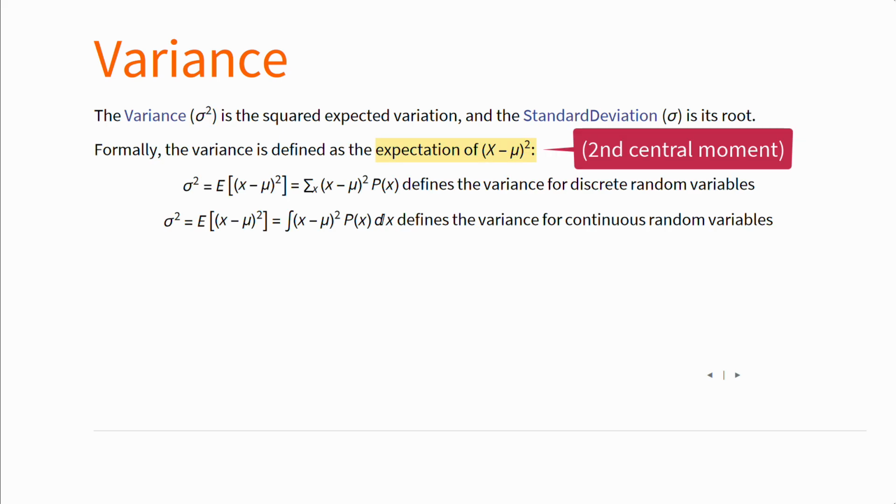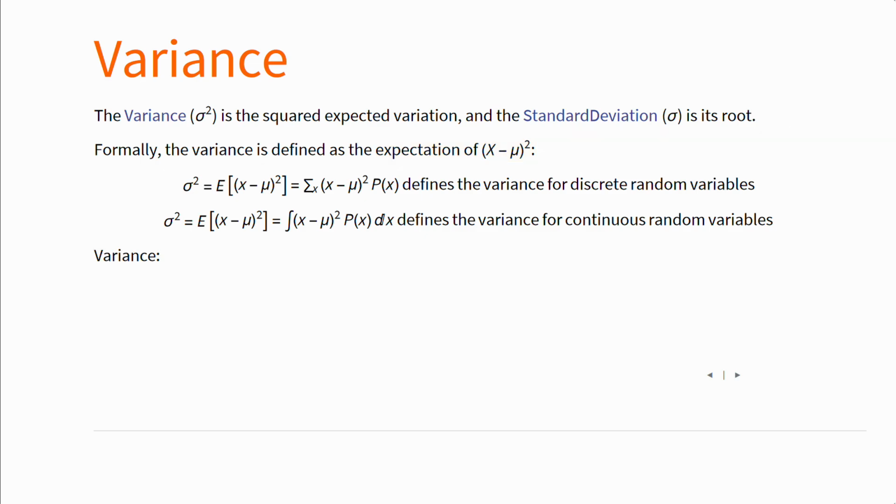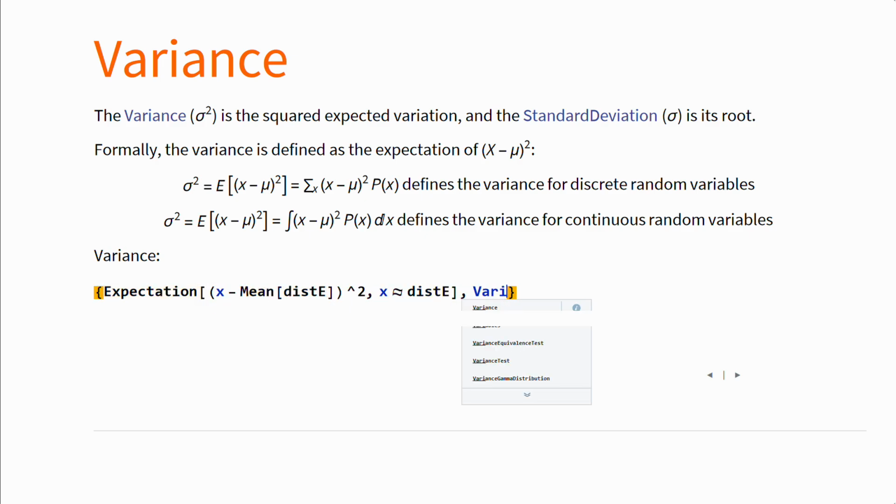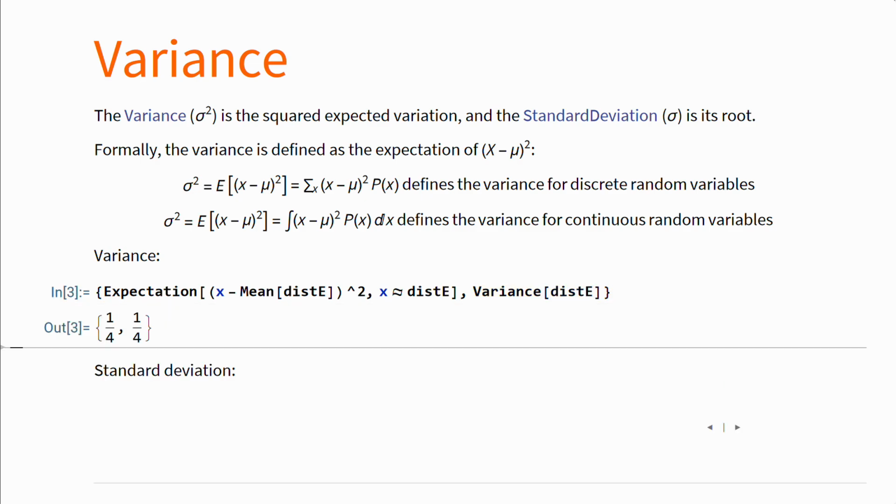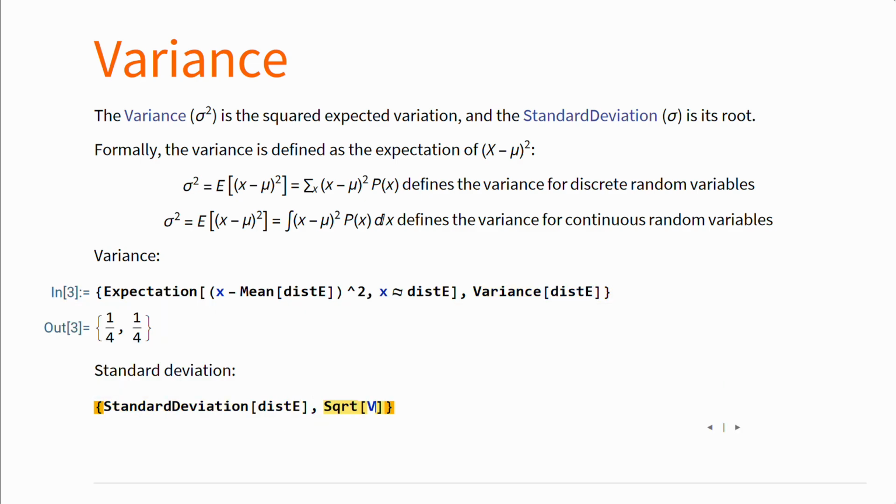Formally, the variance is the expectation of (x minus the mean) to the power 2. As a small demonstration, using our example, computing the expectation of (x minus the mean) squared and taking the variance give the same value. And the standard deviation is indeed the root of the variance.